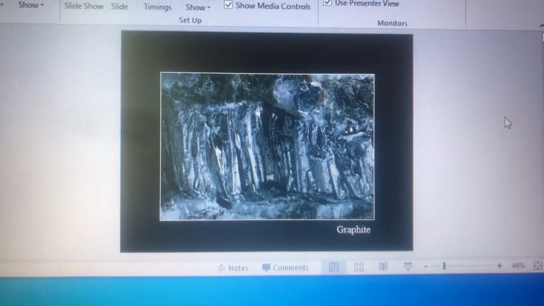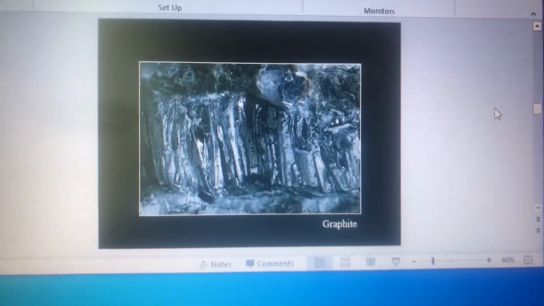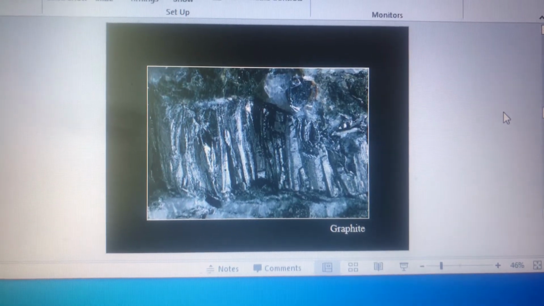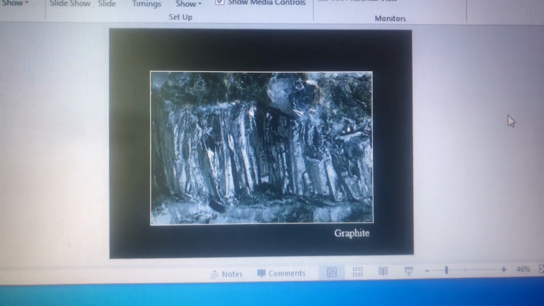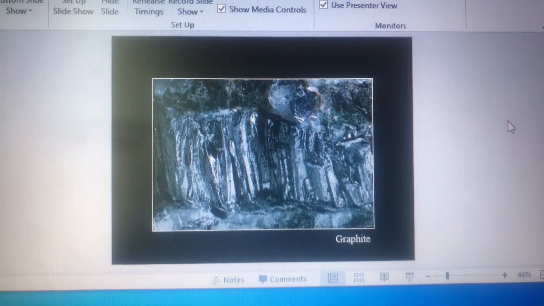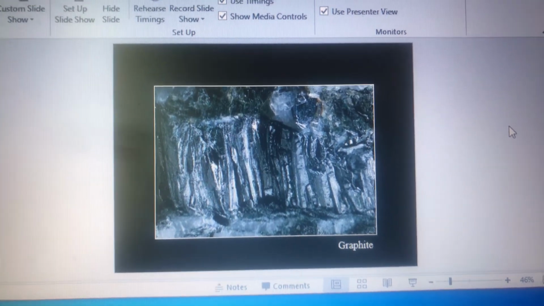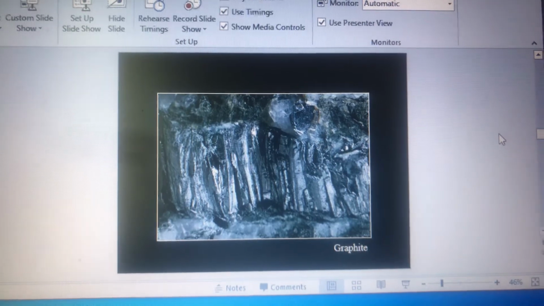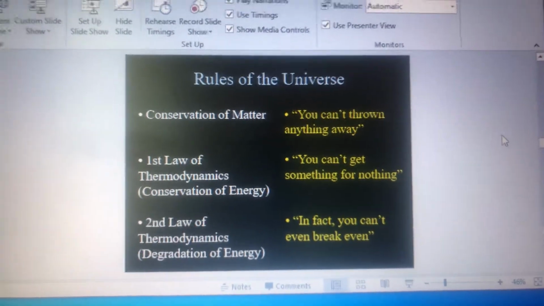Okay, there's graphite. Graphite, a really nice picture of graphite. Graphite is what we use in our pencils, isn't it? So they put graphite in the pencils, and we're able to write with it and on paper. Okay, rules of the universe.